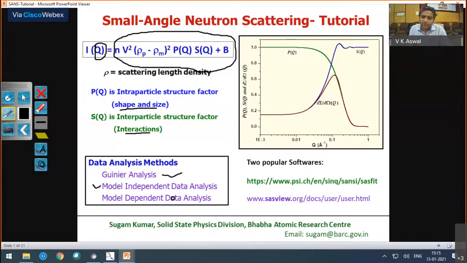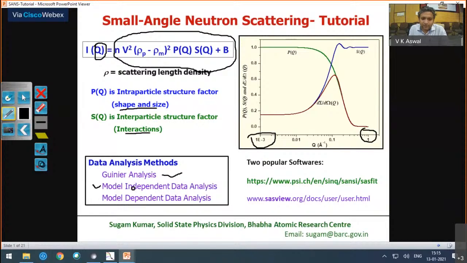The third and most popular way of doing SANS data analysis is model dependent data analysis. There are certain mathematical limitations with model independent data analysis because, for example, when you do Fourier transformations, you need a range of data from minus to infinity. But actual data is limited, as you can see here, in limits of Q. So this sort of inverse Fourier transformation gives a lot of artifacts. I will also discuss this.